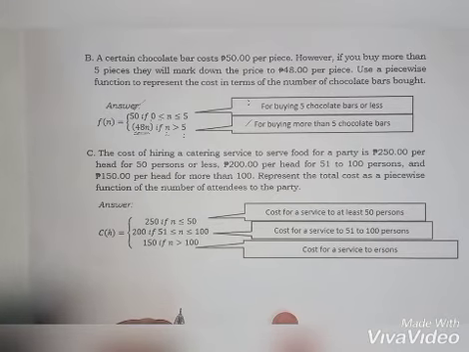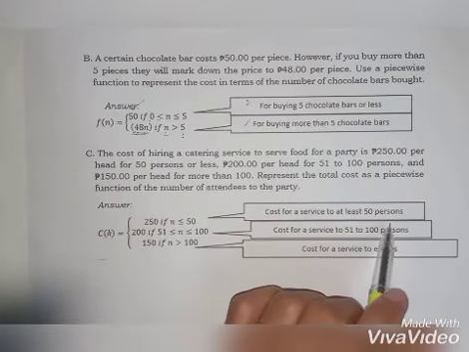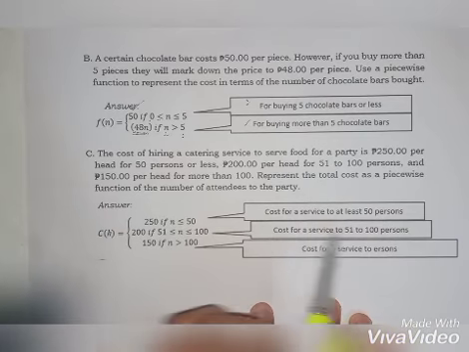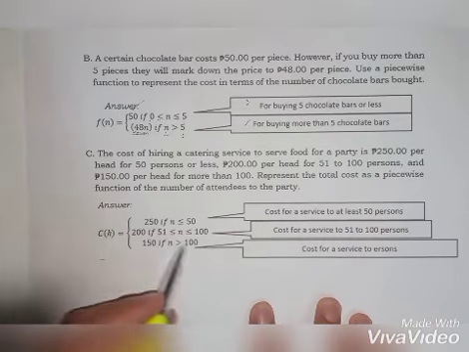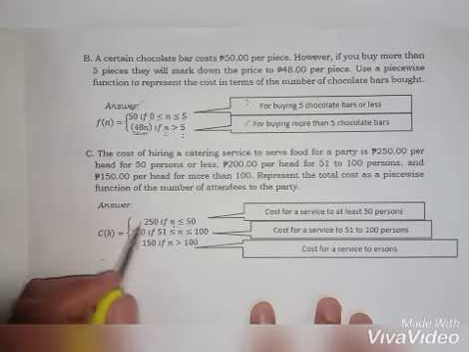So in here, kung mas marami, mas mura. So depende kung anong category siya pupunta. So magkano? Cost for service to at least 50 persons, that is 50 persons or less. So that is n is less than or equal to 50. Magkano ang isa? 250.